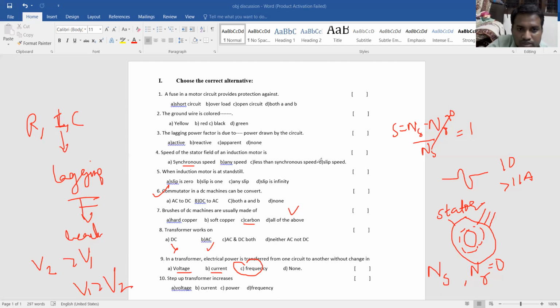So these are the objective questions, that means choose the correct answers. Now let us go for fill in the blanks.